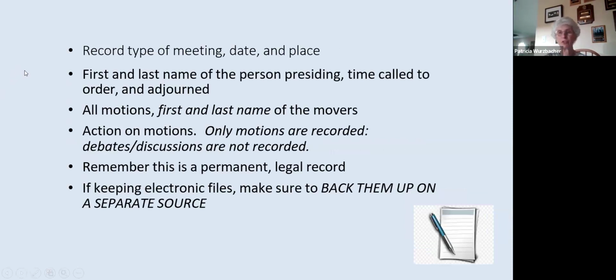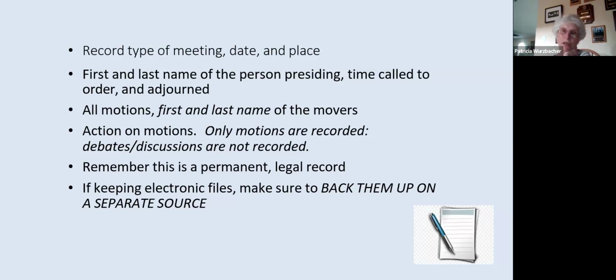Once again, when you start your minutes, I think this is just common knowledge, record the date, time, the meeting place. And it's important to put the first and last name of the person presiding, the time the meeting was called to order, and the time it was adjourned. When motions are made, remember to put the first and last names. I remember reading through some minutes and went, Bob. Well, there's 3 Bobs in our club. There's 2 Patties in the club. You need to know who said it. So you need to put the first and last name so that you know.